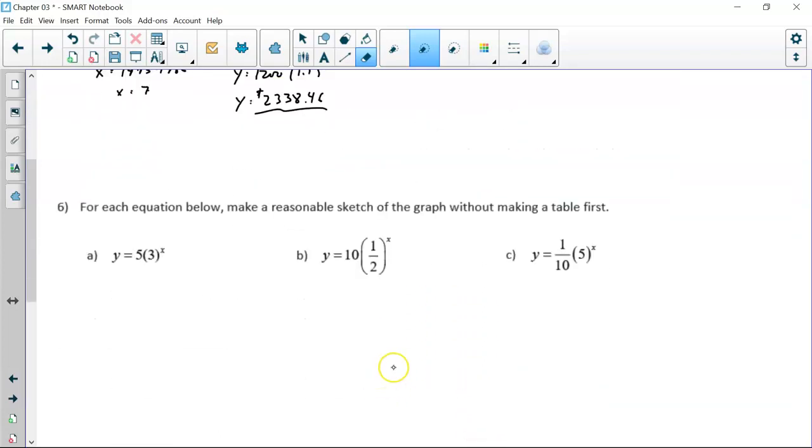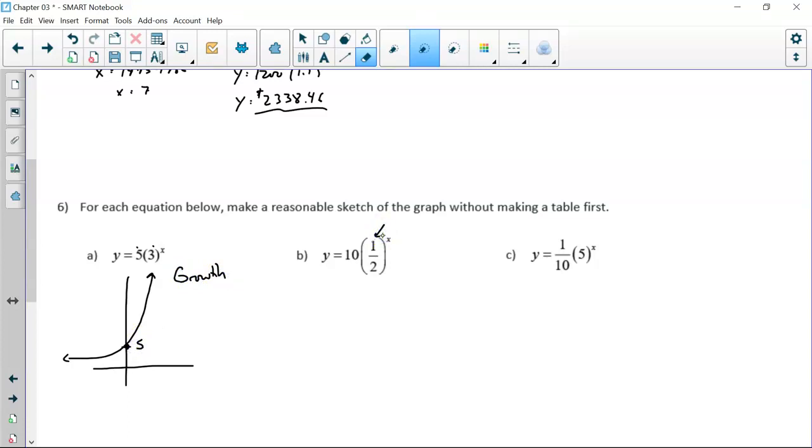Now, if we look at problem number 6, we're not going to make a table, but we can look, and we know that our initial is 5, and our multiplier is 3. It's growth. So looking at this, I know my y-intercept is going to be at 5, and it's going to be growing each time. So it's something like this. It's going to grow pretty quick, but there's a quick graph of what it'll look like. It's a growth model with that y-intercept at 5.